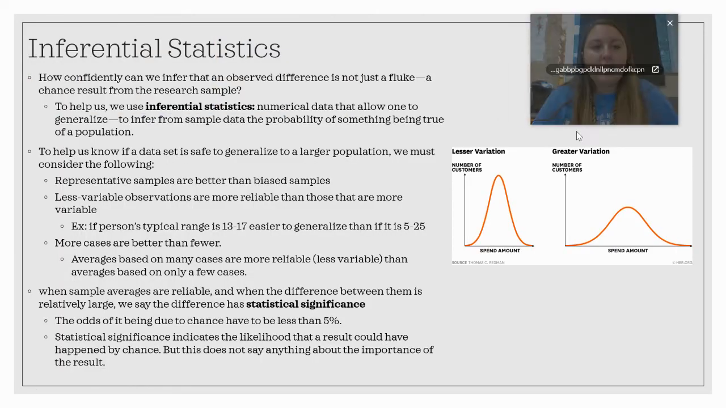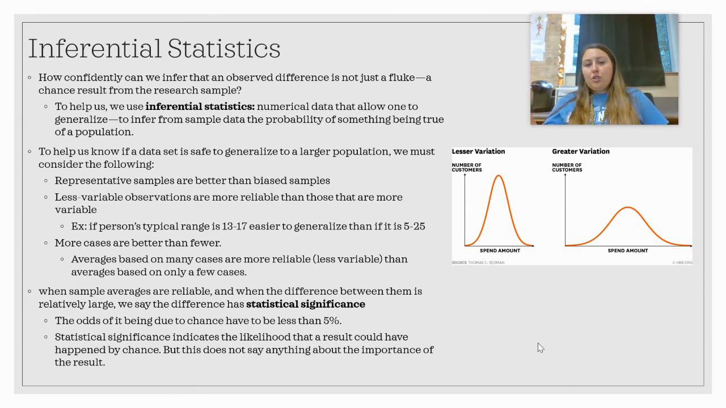Okay, inferential statistics. So beyond just describing the data, psychologists want to be able to make some predictions with it. And so we have to ask, how confidently can we infer that an observed difference between, let's say, my control group and my experimental group is not just a fluke. So to help us, we use what we call inferential statistics, which is numerical data that allows one to generalize and apply that data to the larger population. So these are some things we have to consider when looking at a data set to see if it's safe to generalize to the larger population.